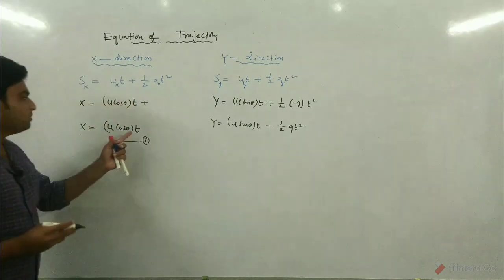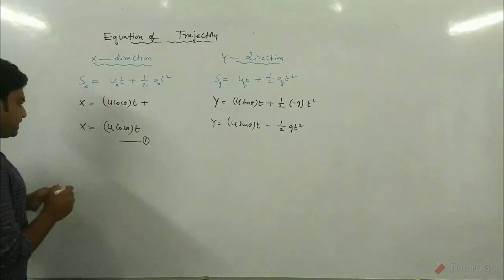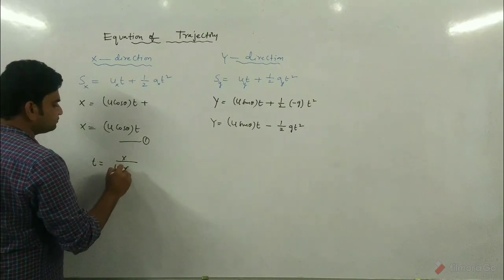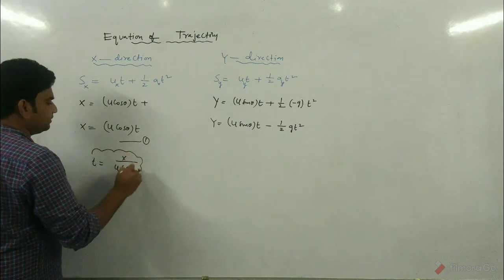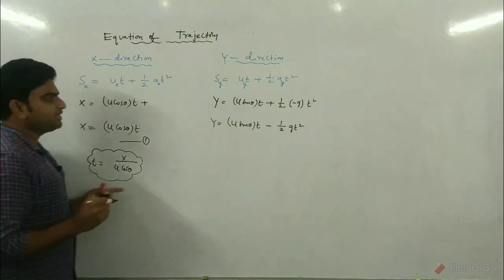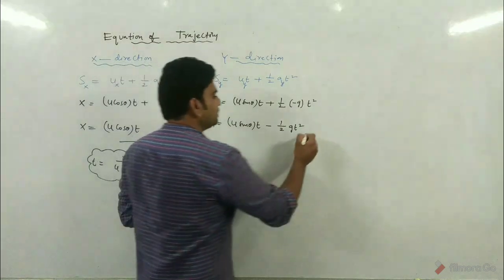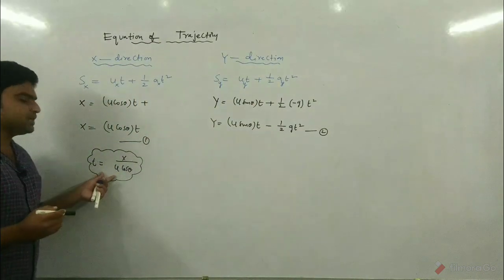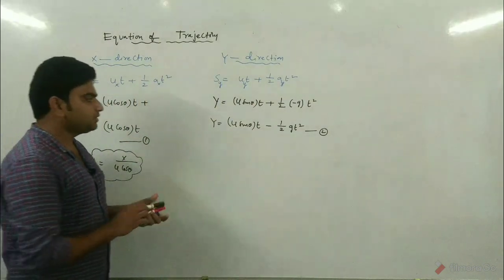Now here, as I wanted to write the trajectory equation in terms of x and y, I would like to eliminate the t value. From here my t value becomes what? x by u cos theta. This is the t value, right? So now I am putting my t value in equation number 2. Say this is equation number 2. I am putting the value t equals x by u cos theta in equation number 2.